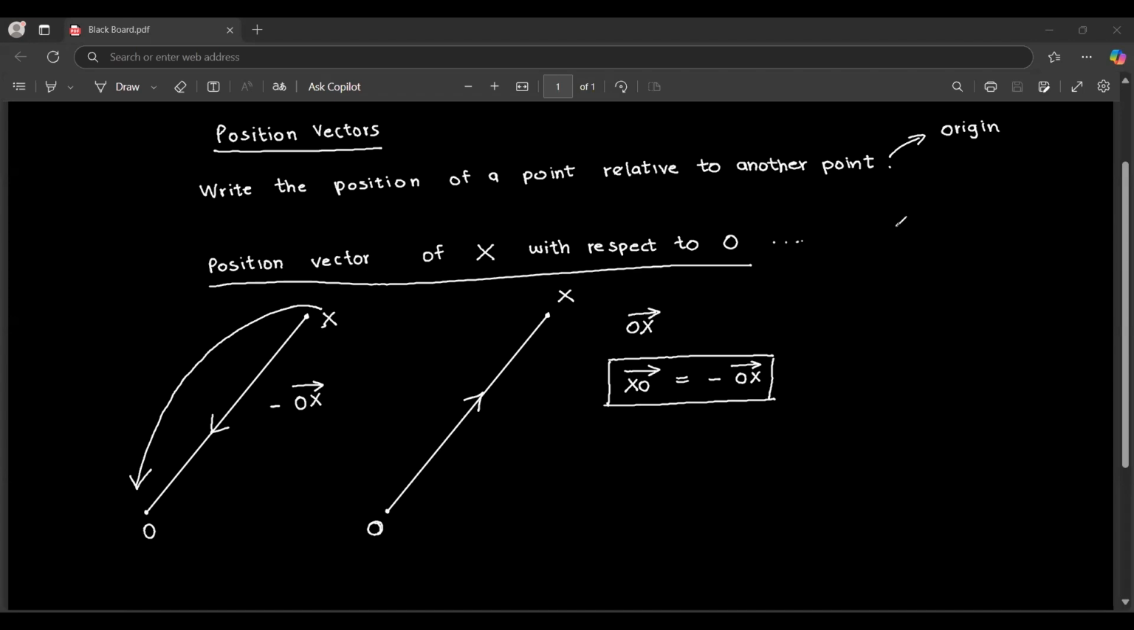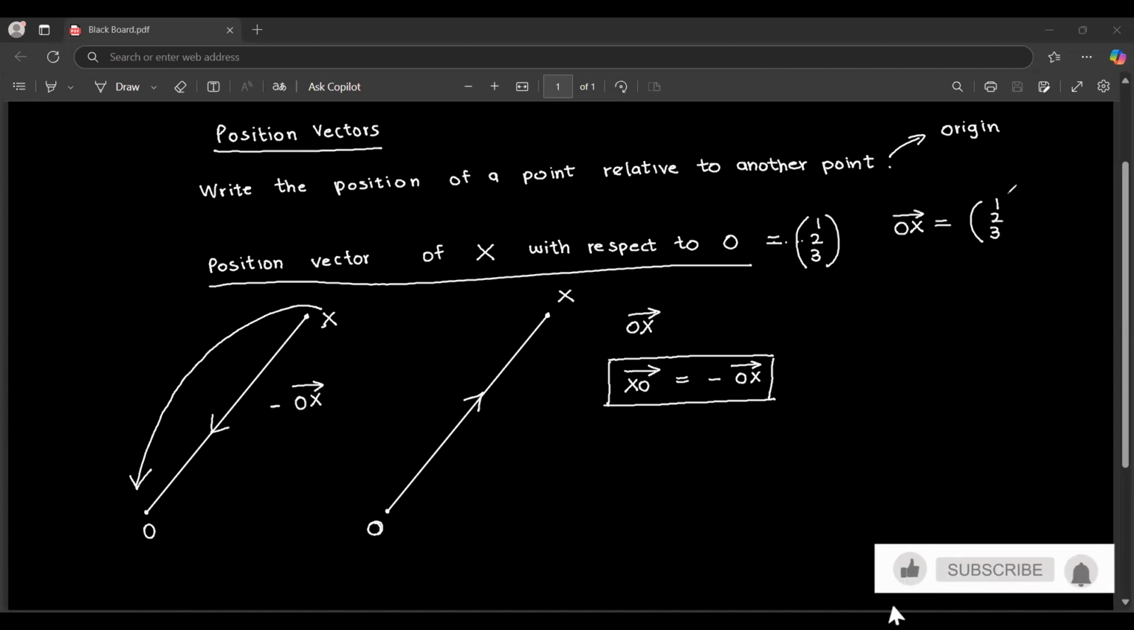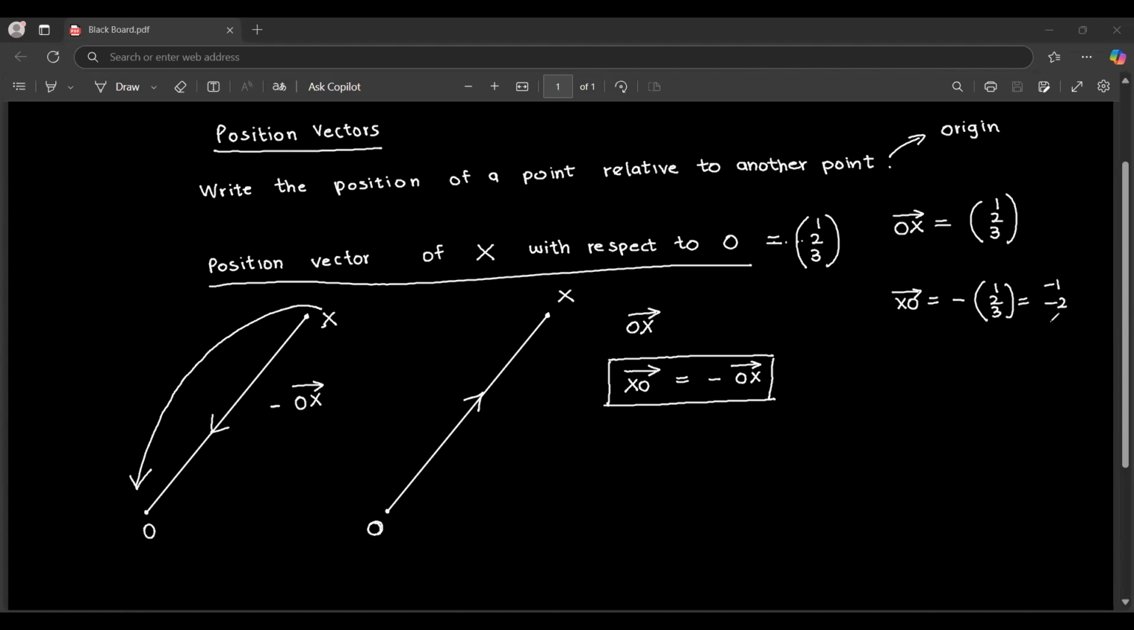Let's say the position vector of X with respect to O is equal to (1, 2, 3). Well, the meaning is OX is equal to (1, 2, 3). Then we know XO is equal to negative (1, 2, 3), or you can say (-1, -2, -3). Or you can rewrite this as XO = -i - 2j - 3k.